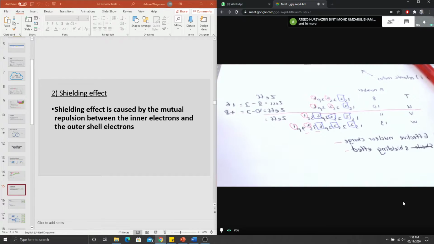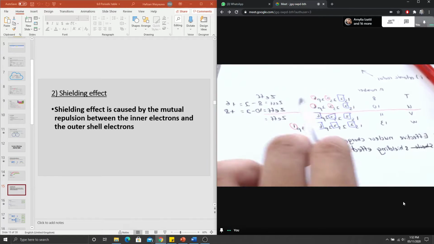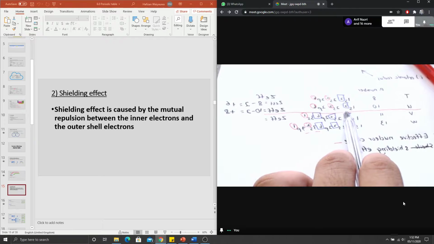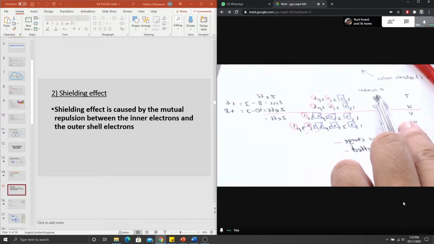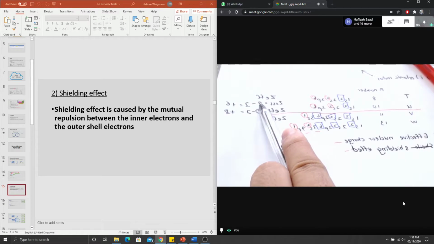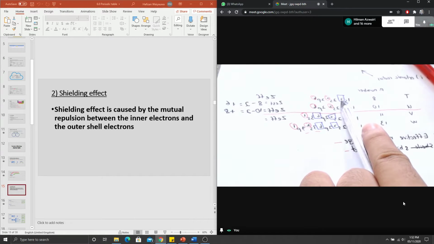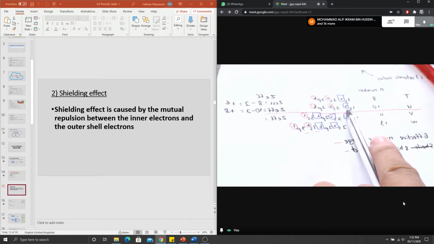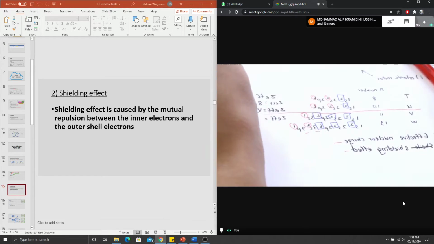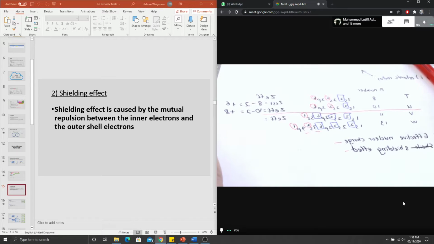Let me look again at how to find Z effective. Z effective is the proton number minus the inner electrons. This one has 2 inner electrons. Z effective has nothing to do with the valence electrons.